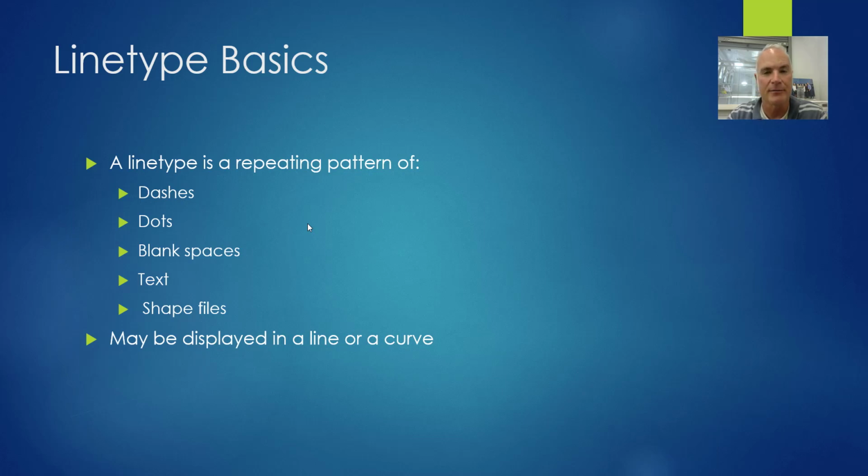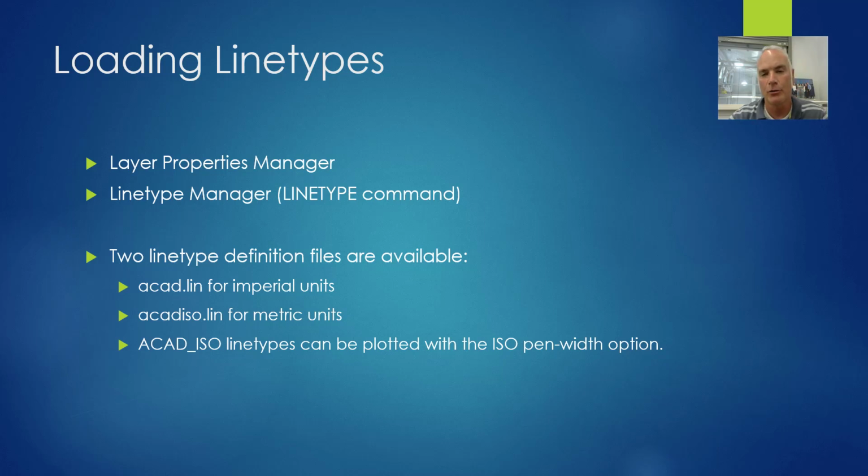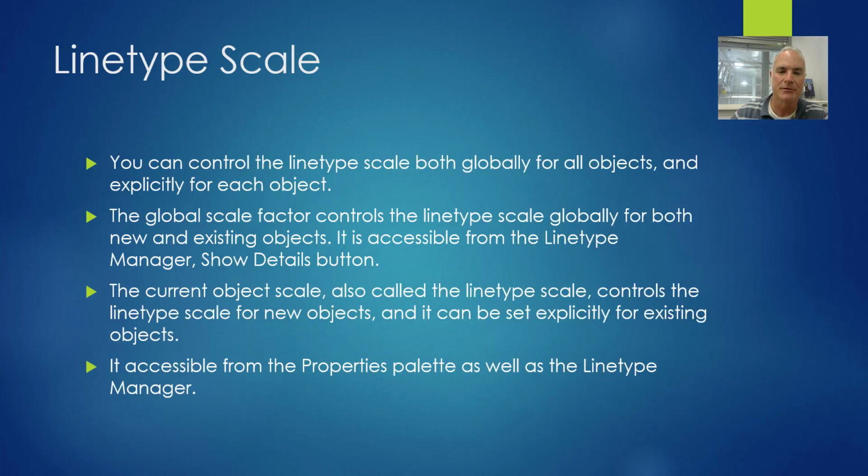Those different elements can be displayed either in a line or on a curve, or in the case of a polyline, both. When you want to load your line types, you're going to use either the Layer Properties Manager or the Line Type Manager using the Line Type command. And again, those two different line types are available. Again, the ISO one is for stuff that's going to be plotted in millimeters.